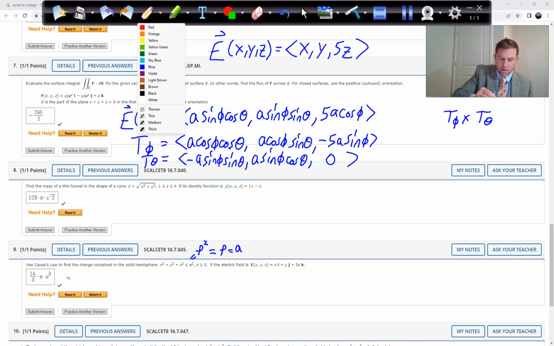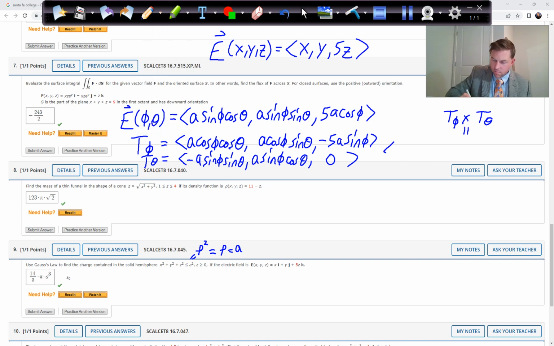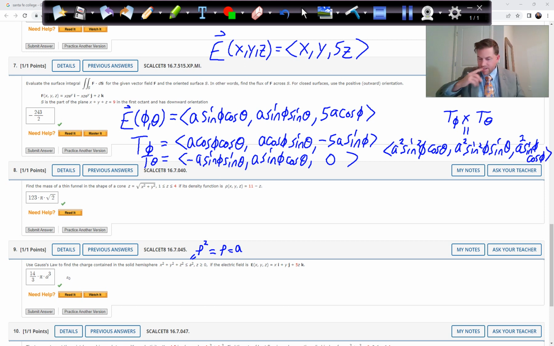So the cross product is equal to a squared sine squared phi cosine theta, a squared sine squared phi sine theta, and the third term is a squared regular sine phi cosine phi. So careful, that last cosine is not a theta, it's a cosine phi.